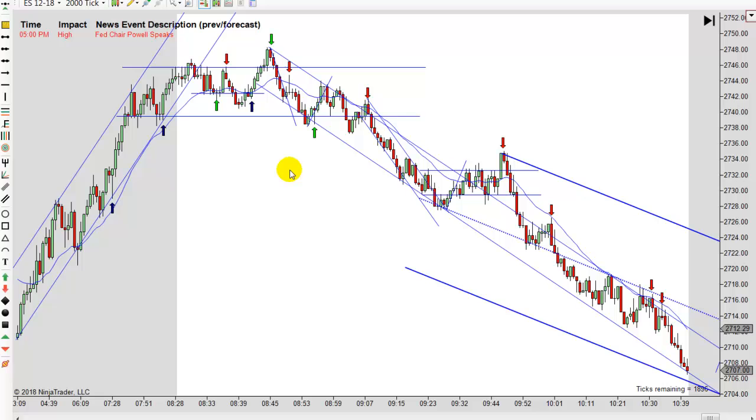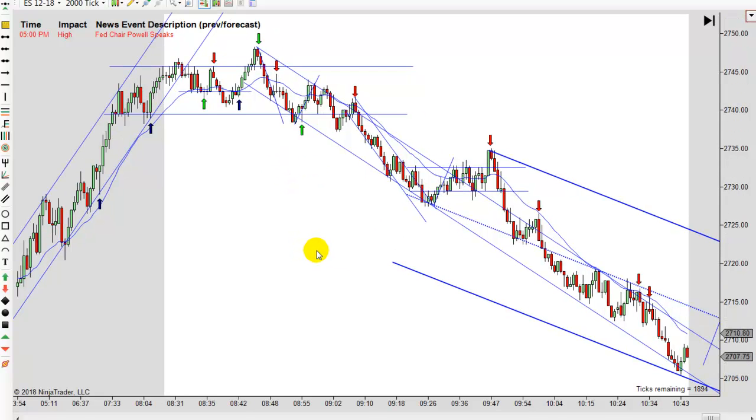There's just so many trades, and it's so volatile that you just wait on your better trades, I guess is what I'm trying to say. So again, we turned down right here. You get a break.